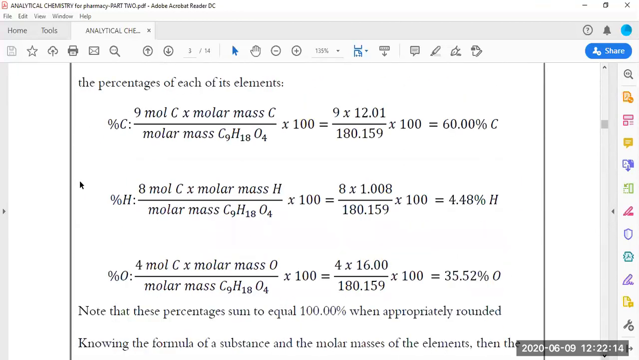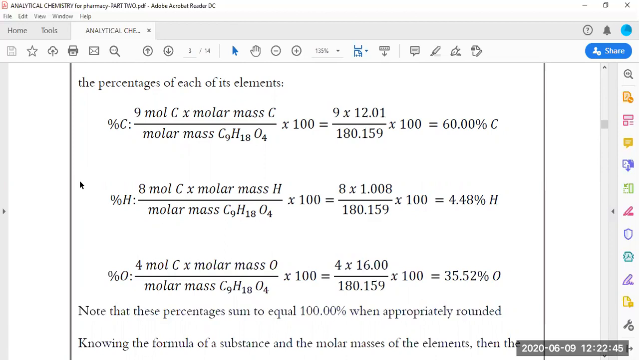The carbon percent: you have 9 carbons, so multiply 9 by the molar mass of carbon, divided by the molar mass of the aspirin, which is C9H8O4, and again multiplied by 100 to make it a percentage. So 9 times 12.01, that's for carbon, divided by 180.159, multiplied by 100, so we get 60% carbon. So aspirin is 60% carbon.